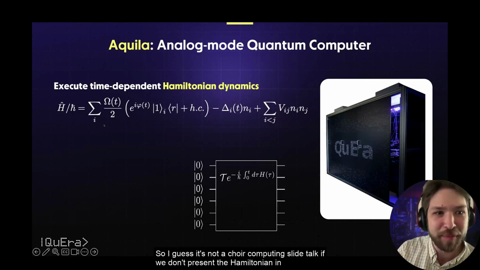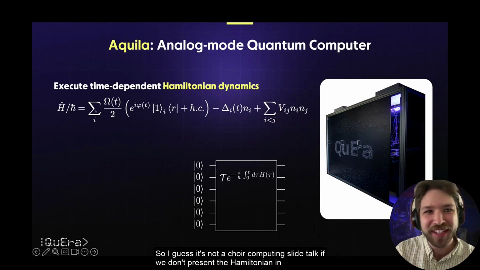I guess it's not a QuEra computing slide talk if we don't present the Hamiltonian in the second slide.